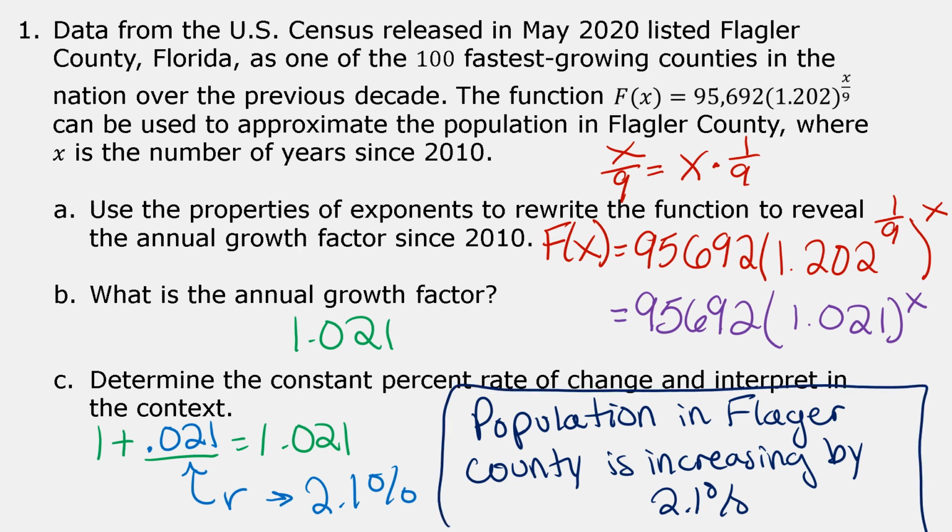I'm mainly looking for what it's talking about in terms of population, if it's increasing or decreasing, and then that you got the right percentage.